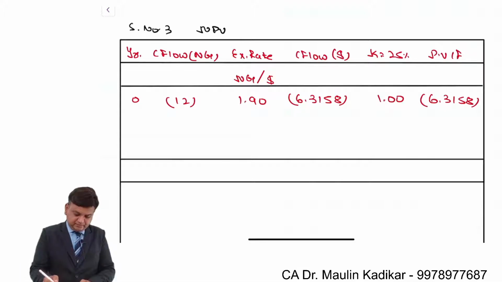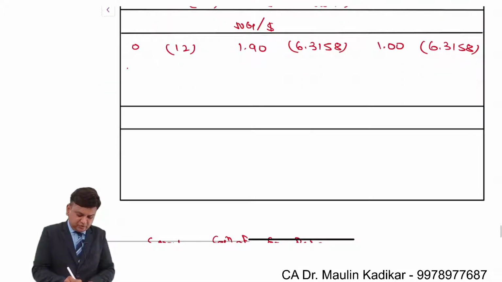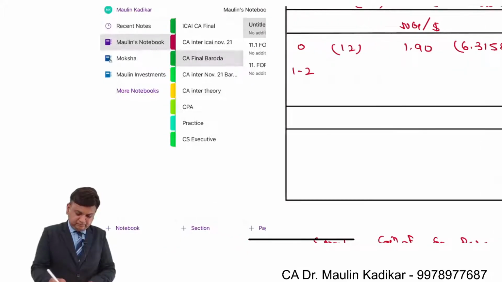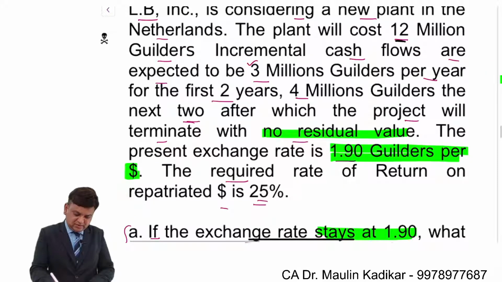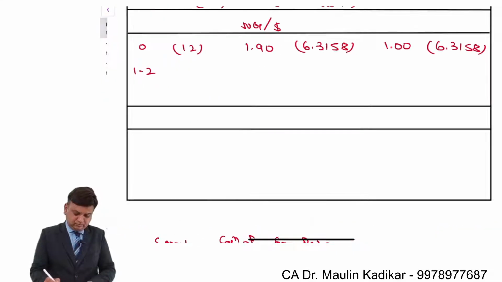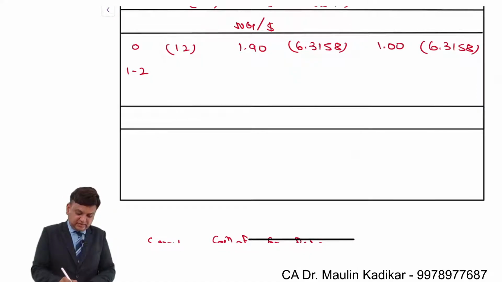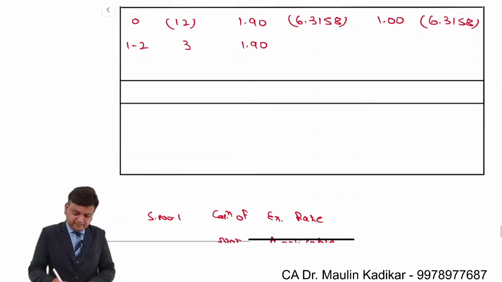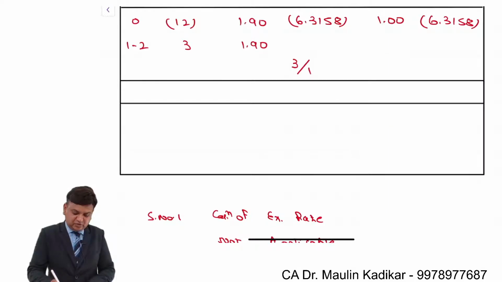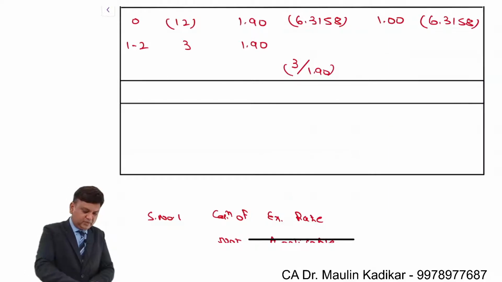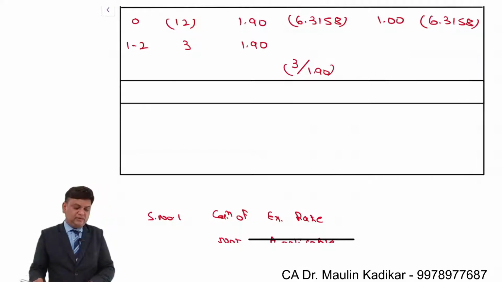Then end of year 1 and end of year 2. We have been provided with the information that it is an amount of 3 million guilders per year for the first 2 years. So the first and second year it is 3 million guilders. The exchange rate is same 1.90 francs. So 3 divided by 1.9, once again this is the way it will be converted into domestic currency. 3 divided by 1.9, it comes to 1.5789.